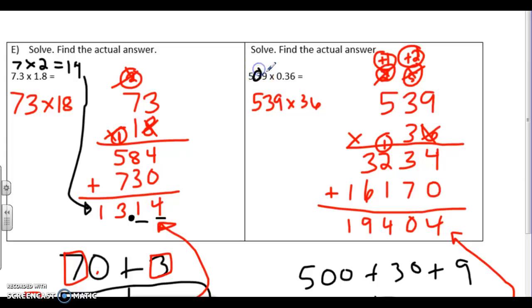We have 1, 2, 3, 4 digits living in our decimal universe. 1, 2, 3, 4 digits would be here. A very quick estimation. We know that 5 39 hundredths is close to 5, and 36 hundredths is close to 0. 5 times 0 is 0. If you forgot to put your decimal point in, you would have quickly realized that 19,404 would make no sense. The decimal point should be right here. Great job. Whew!